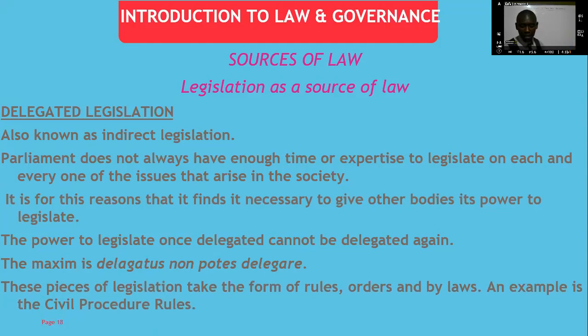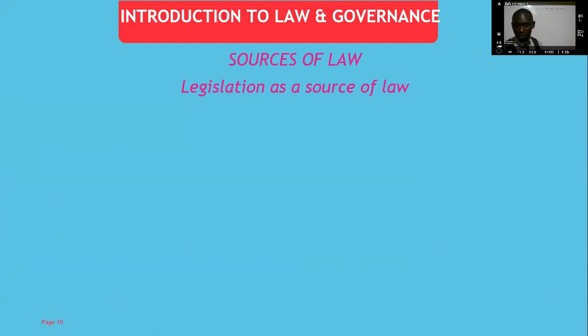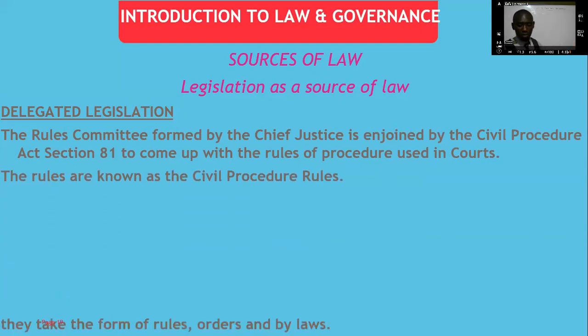So these pieces of legislation normally take the forms of rules, orders, and bylaws. An example is our civil procedure rules, which come into being on the basis of the Civil Procedure Act. Still on delegated legislation, the Civil Procedure Act empowers the Chief Justice to form a rules committee, which is going to come up with rules of procedure in court. Now, these rules are known as the civil procedure rules.